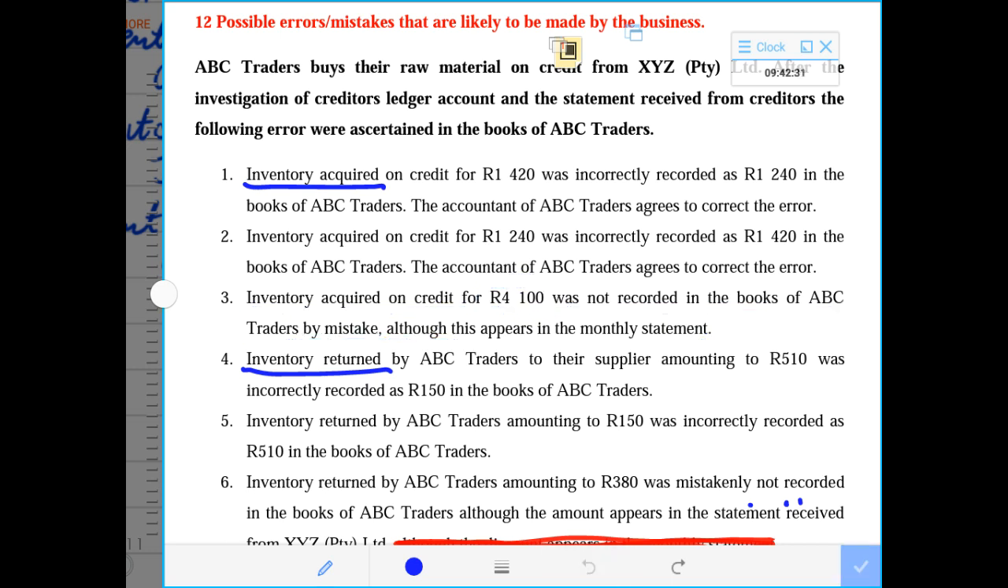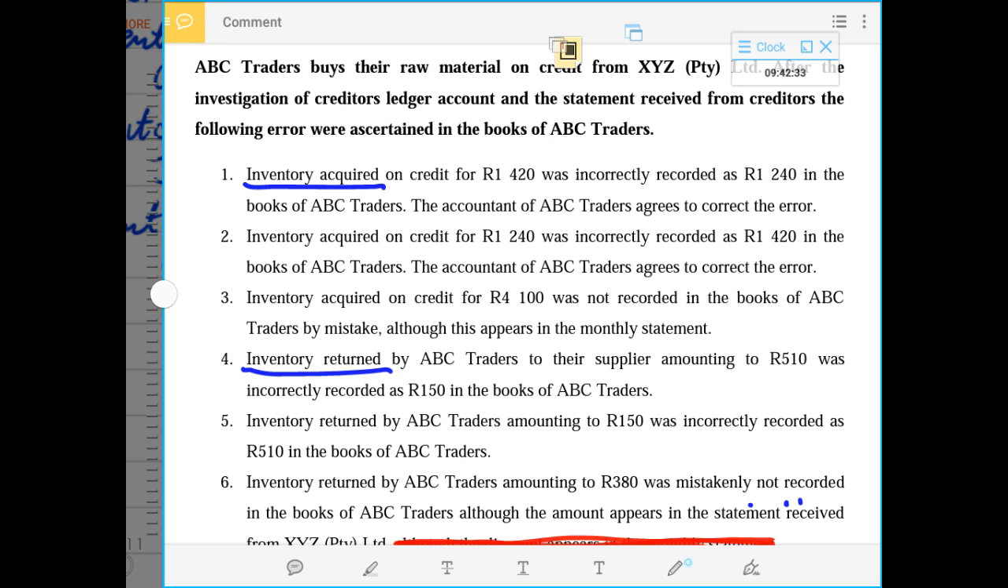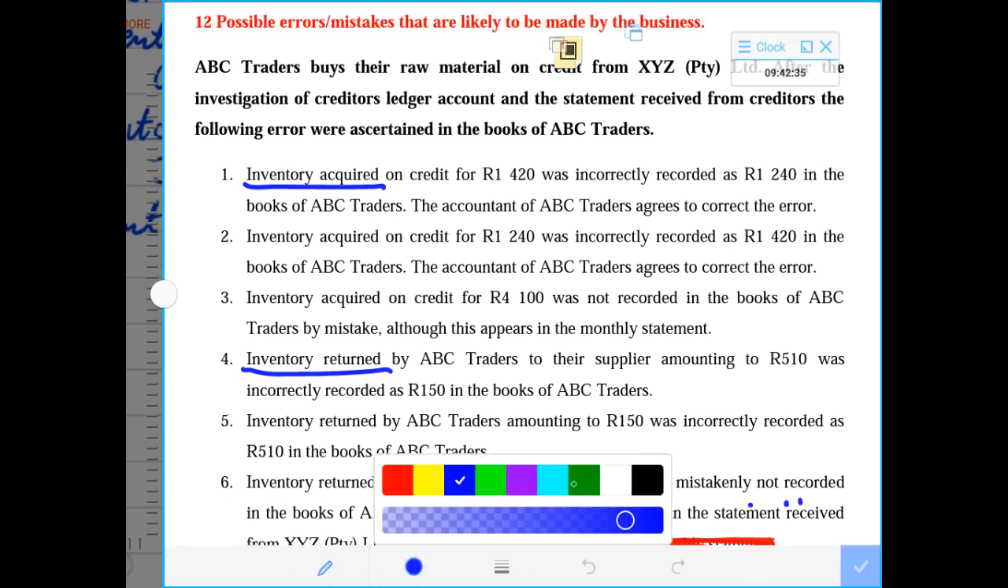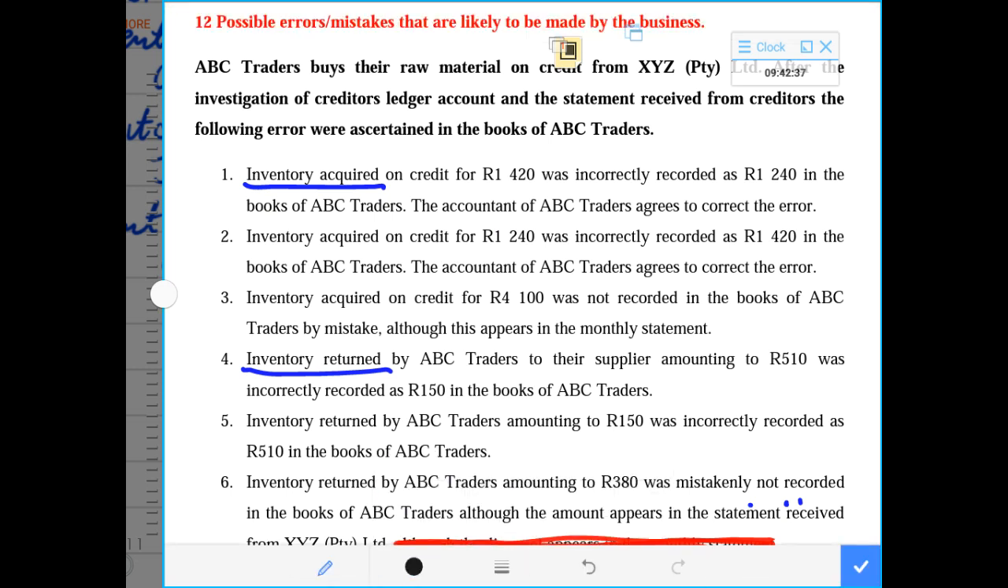Then number 4 says that there is inventory that we returned. Inventory that was returned by ABC traders to their supplier amounting to 510. This is the correct amount of the inventory return. It was incorrectly recorded as 150. So this is what has been recorded.